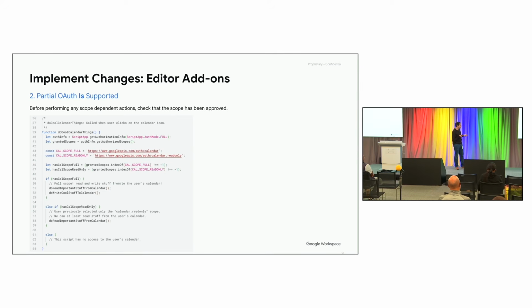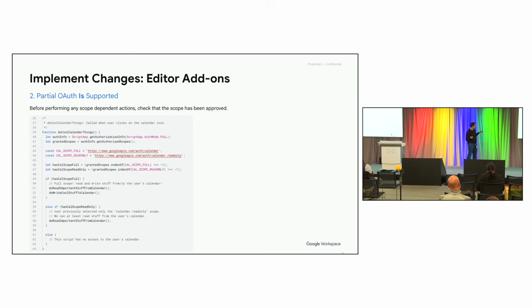Here what we're actually doing is saying, give me a list of the scopes that have been granted so I can make a decision. I've just defined here as constants the full calendar scope and the read-only calendar scope. And very quickly on lines 46 and 47, I'm basically saying, check using indexOf, because I'm old school, if those scopes are defined in that array. So I'm just checking: did the user actually approve the full calendar scope? Did the user actually approve the read-only calendar scope?